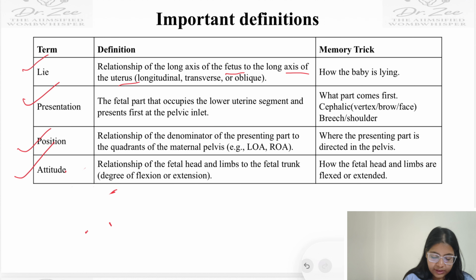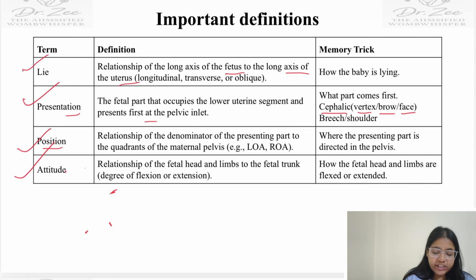And now the next one is presentation. It is the fetal part that occupies the lower uterine segment and presents first in the pelvic inlet. So if the head of the baby is occupying the lower pole, then it is cephalic presentation. If the buttocks of the baby is occupying the lower pole first, then it is the breech presentation. And if the shoulder part is occupying, then it is shoulder presentation. And in cephalic, there are three parts of the fetal head which may present first in the lower pole. So it can be vertex, it can be brow, it can be face presentation. Okay. So just remember, vertex or brow or face is a type of cephalic presentation.